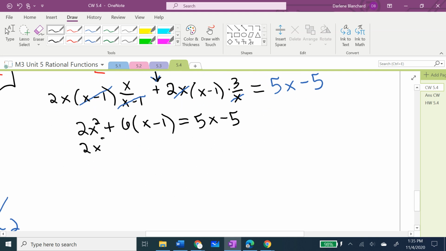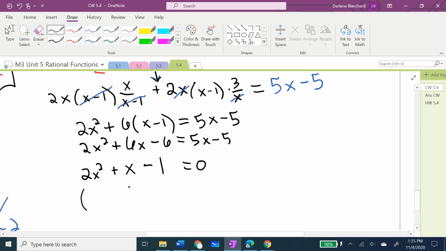Yay! Distribute the 6 over the subtraction. Make one side equal to 0. Subtract 5x to get 1x, add 5 to get minus 1. And now I need to figure out how to factor this quadratic.